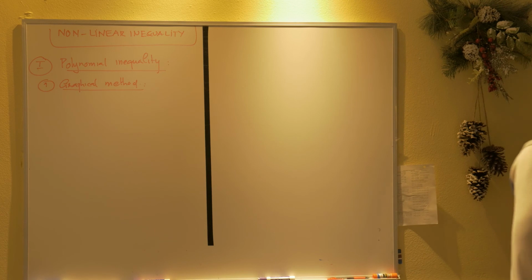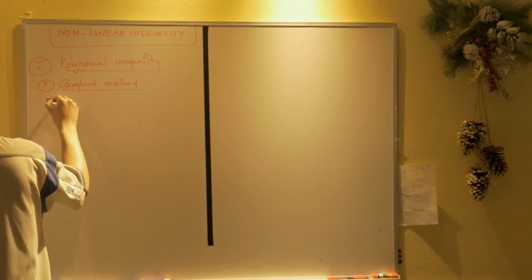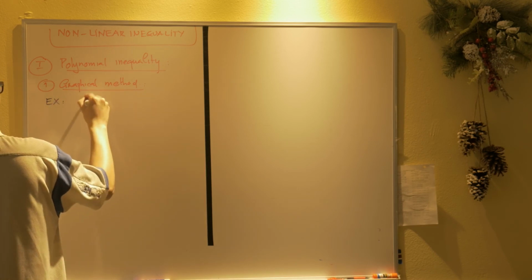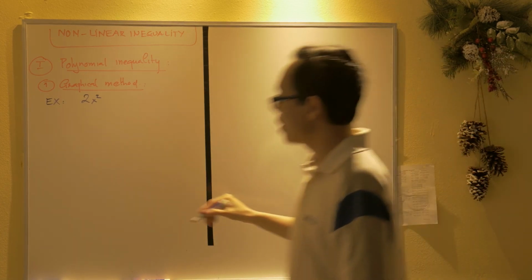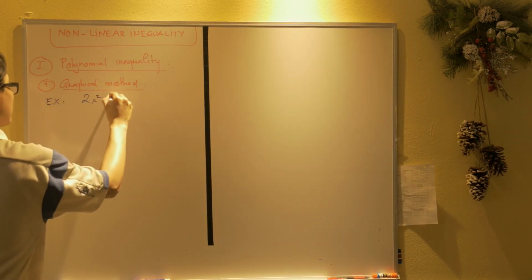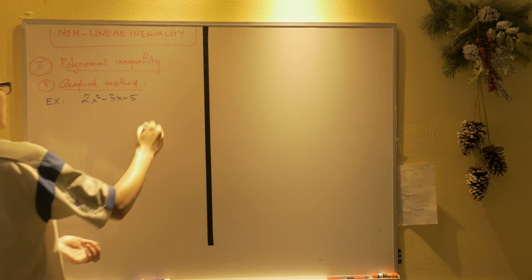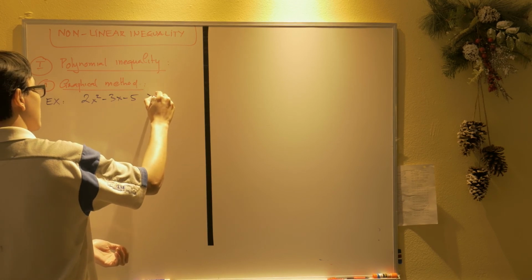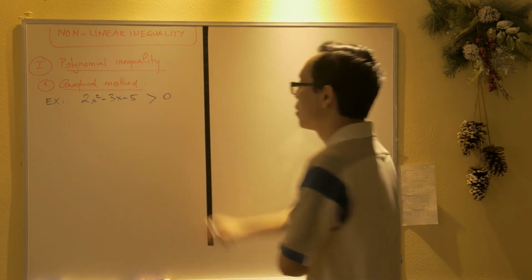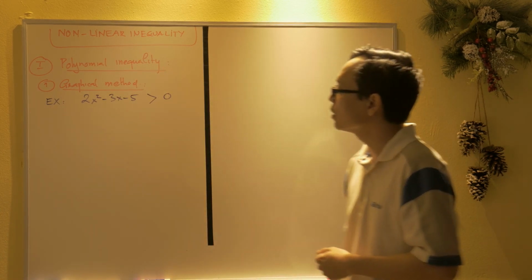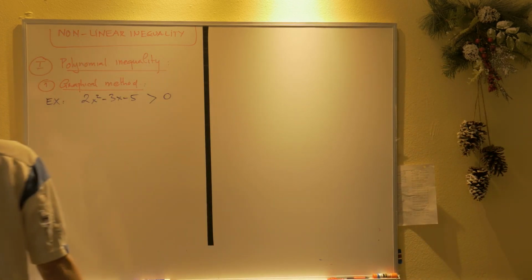Example, I have 2x squared minus 3x minus 5, and I want to solve it when it's greater than 0. So I know that this is an inequality because it has the greater than sign. Because this is the graphical method, I want to graph this.